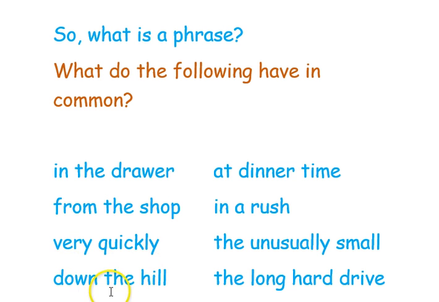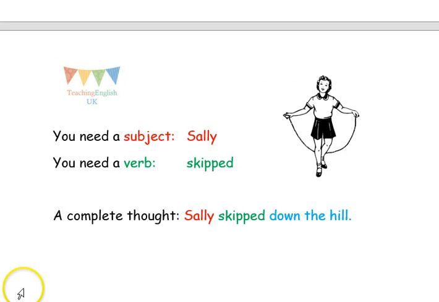Let's have a look at down the hill. If we add a subject and a verb to the phrase down the hill, we make a simple sentence. Sally skipped down the hill.